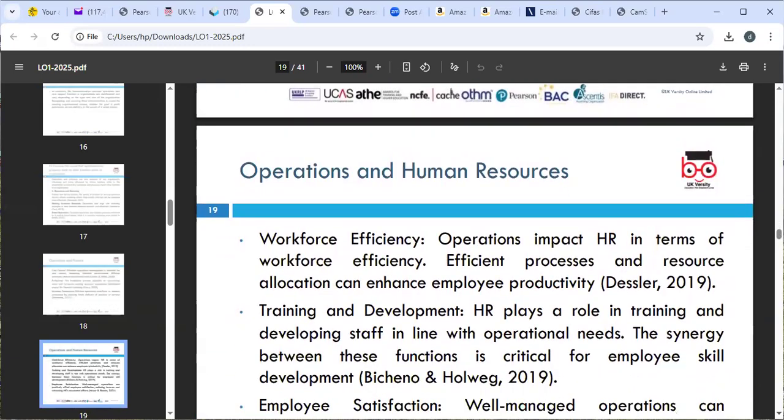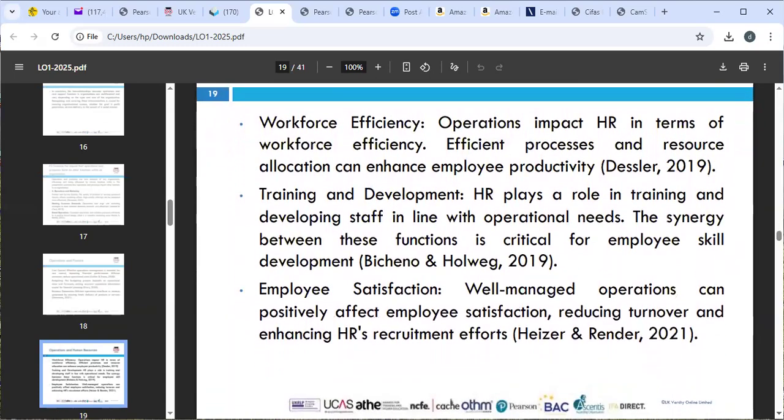Operations and human resource. You need a workforce. Operations impact HR in terms of workforce efficiency. Efficient processes and resource allocation can enhance employee productivity. And therefore, because workforce plays a major role in organizational success, whether you have the right workforce or a bad workforce.